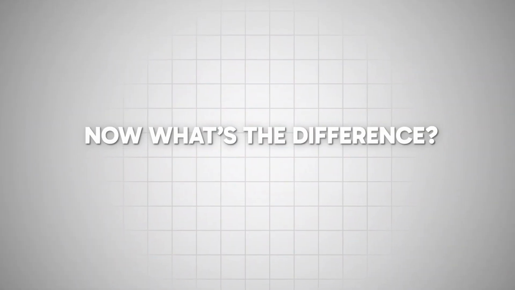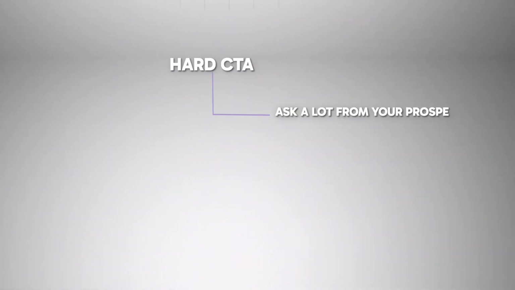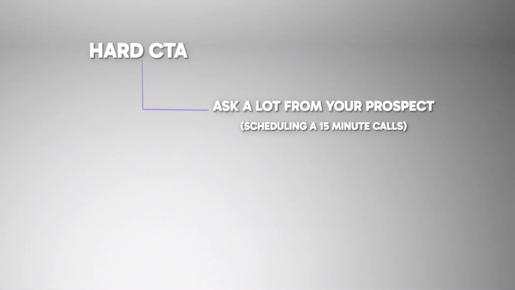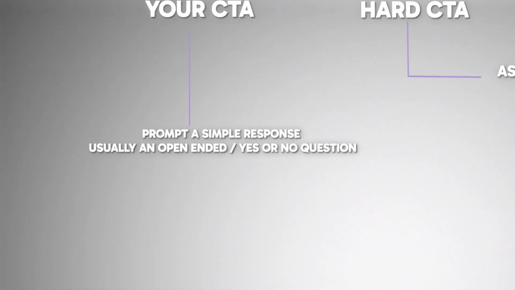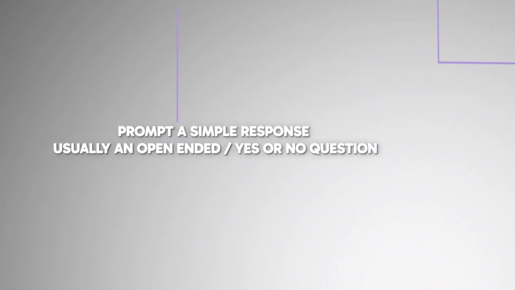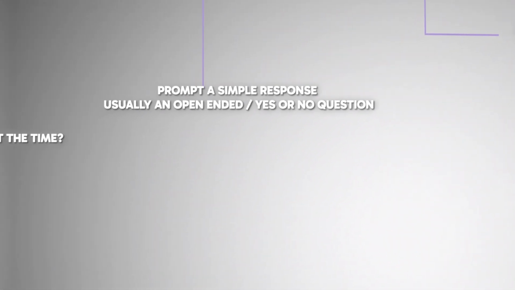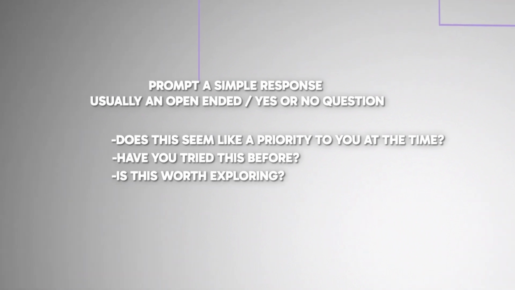Now, what's the difference? Hard CTAs are CTAs that ask a lot from your prospect, like scheduling a 15-minute call. That's a lot. Yes. What your CTAs should do instead is prompt a simple response. Usually an open-ended question or a yes or no question does that. For example, does this seem like a priority to you at the time? Or have you tried this before? Or is it worth exploring?